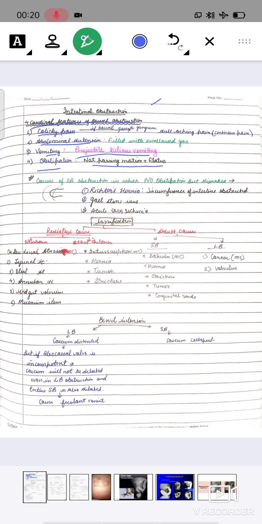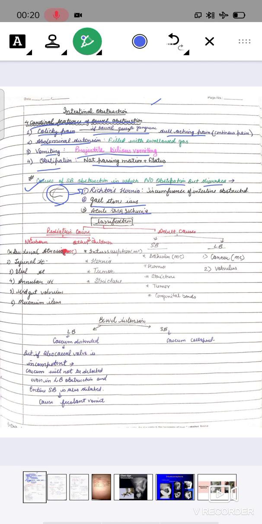In colicky pain, as time passes, if the bowel goes into gangrene, there will be a dull aching pain which will be constant. The causes of small bowel obstruction with no obstipation but diarrhea will be three. First is Richter's hernia, in which the circumference of the whole intestine is not obstructed, so there will be diarrhea. And the others are gallstone ileus and acute ischemia.